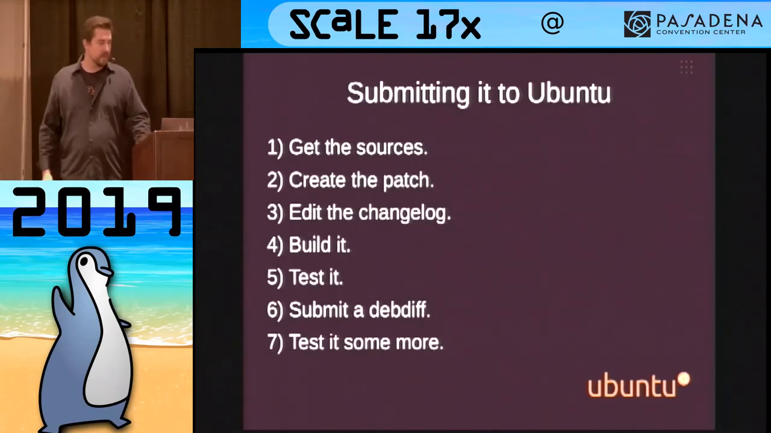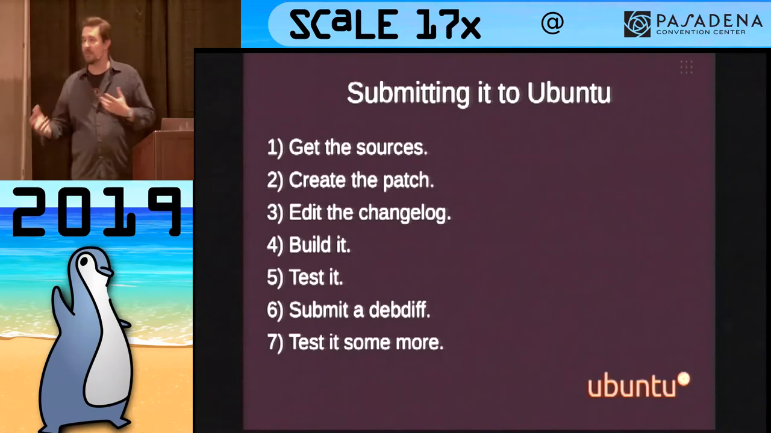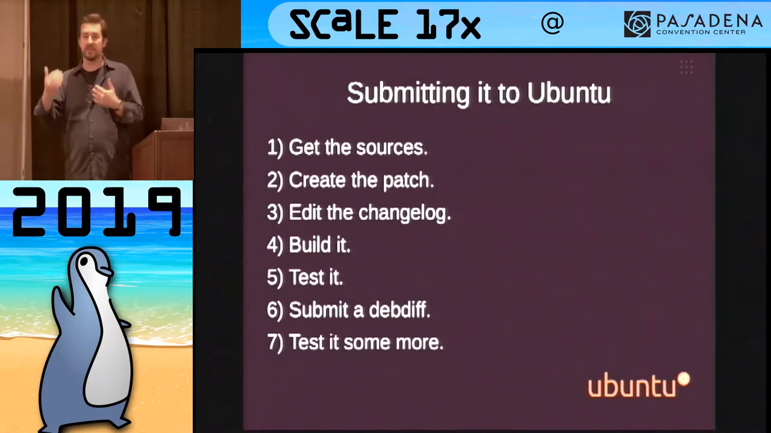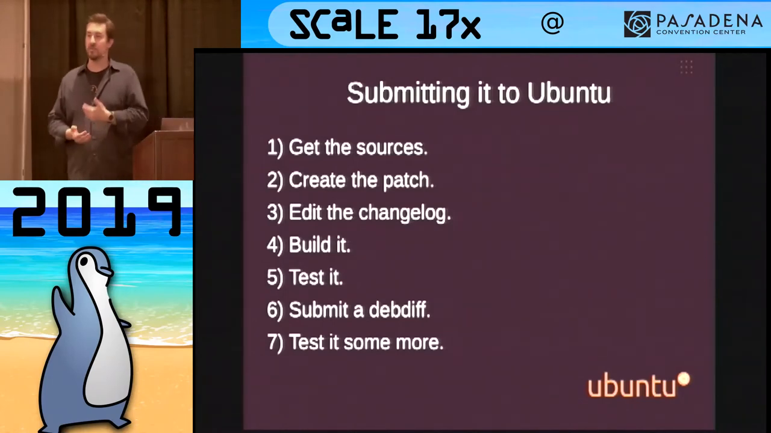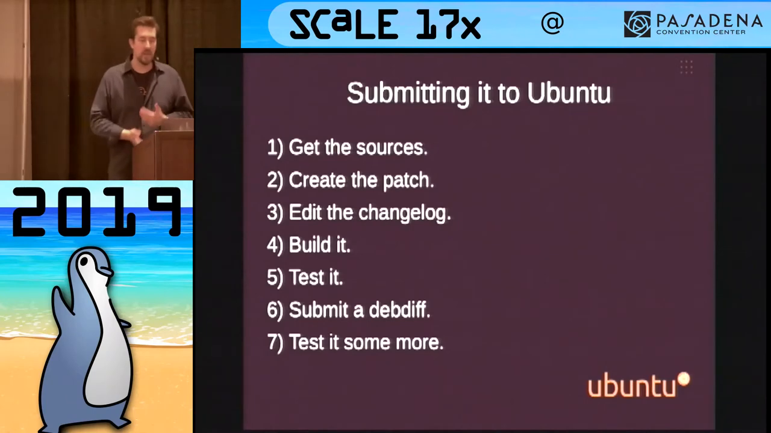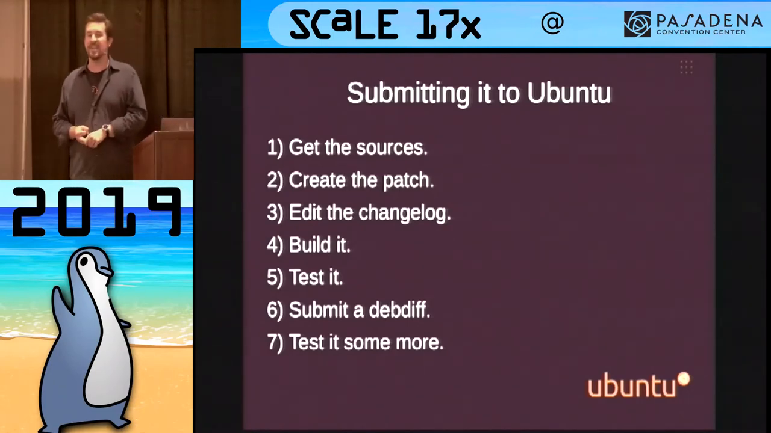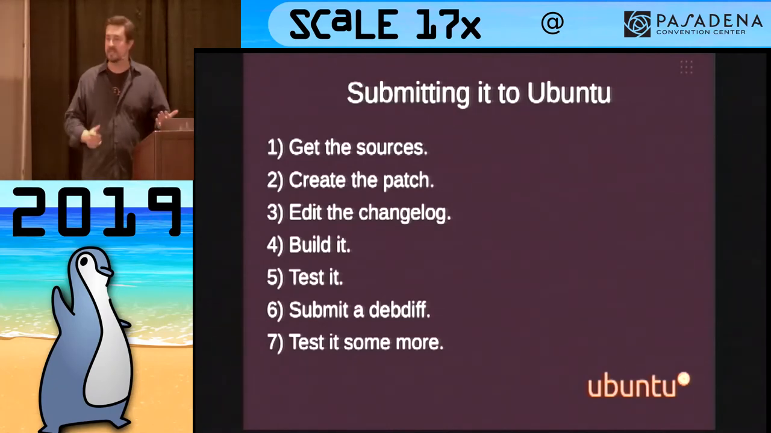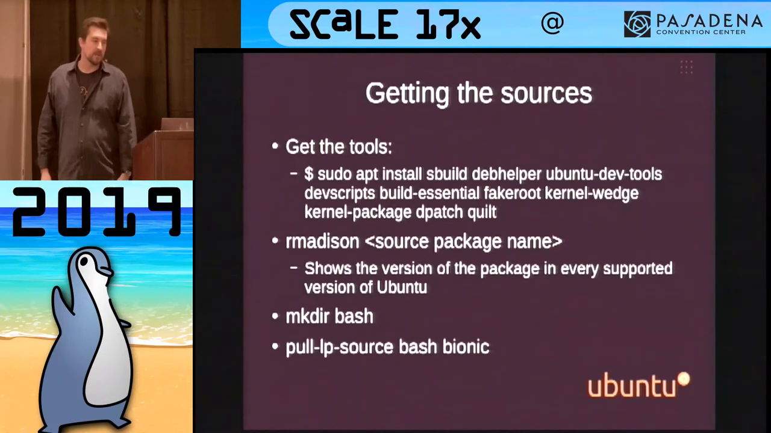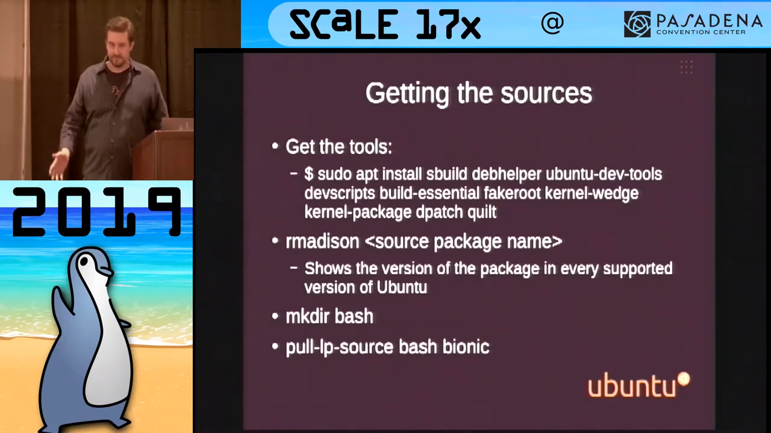All right. So what does it look like once you've got that patch, it's been upstreamed, or you've identified it in the upstream? The next thing to do is to grab your sources from Ubuntu, create a patch in Ubuntu in the Debian patches directory. You're going to edit your changelog, identifying yourself as the patch owner. You're going to build it, test it, submit the dev diff back to Ubuntu, which is a little bit more interesting, so I'll cover that, and then we're going to test it some more. All right. So getting the sources.